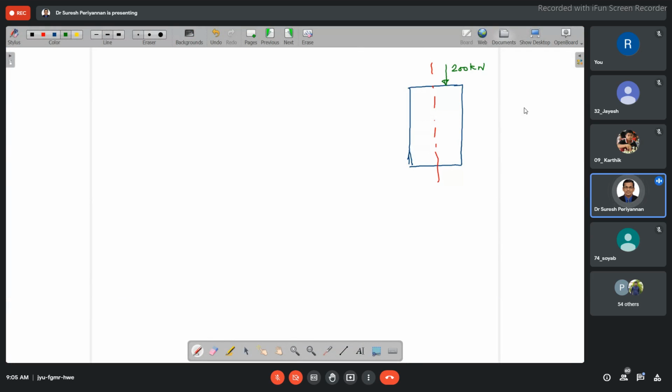How much load is acting here? 200 kilonewton load is acting. The offset distance is 10 mm. Can you tell me the stress, how much? What are the stresses here now? Consider the sides as A, B, C, D.